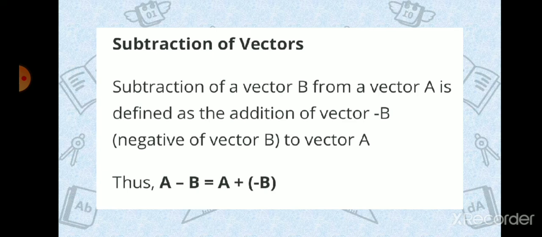Coming to the subtraction of vectors. Subtraction of a vector B from a vector A is defined as the addition of vector minus B, or the negative of vector B, to vector A. In short, we can say vector A minus vector B is equivalent to vector A plus minus vector B.